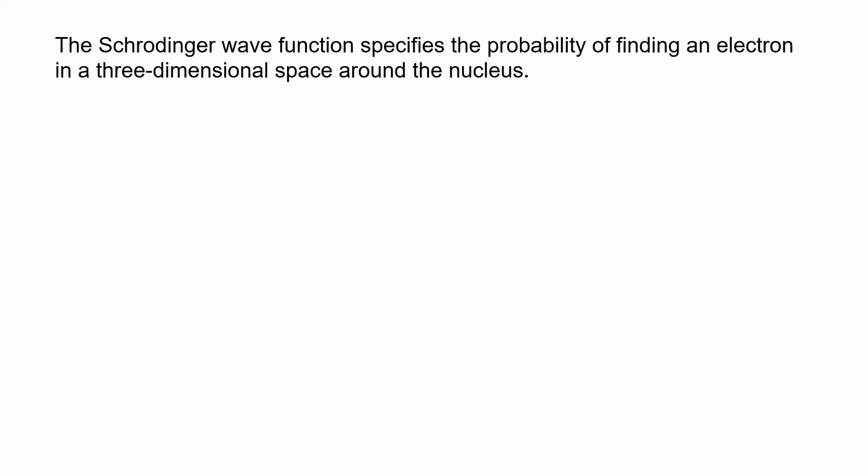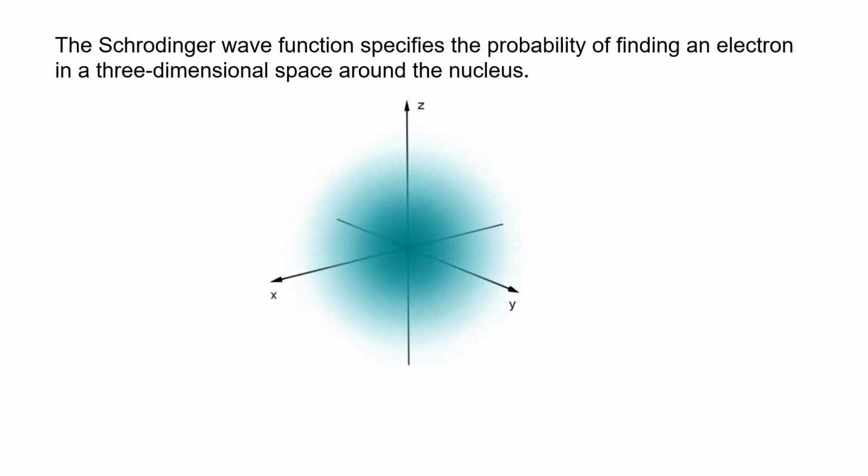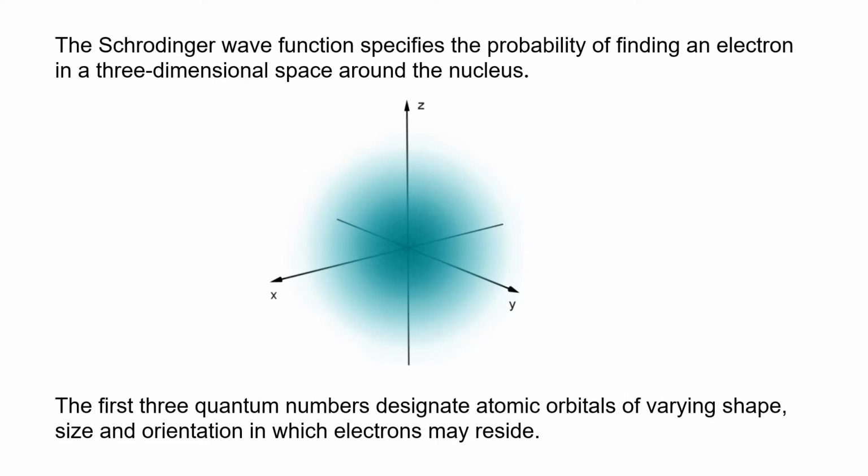The Schrödinger wave equation specifies the probability of finding an electron in a three-dimensional space around the nucleus. This could potentially, in an electron density map, look something like this. We can only define the probability because we can't identify with certainty both the position and the momentum of our electrons. The first three quantum numbers designate atomic orbitals of varying shape, size, and orientation in which electrons may reside.